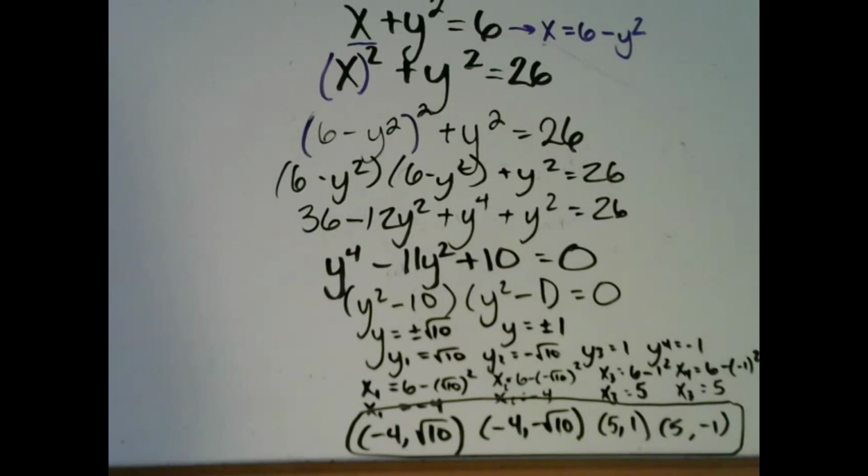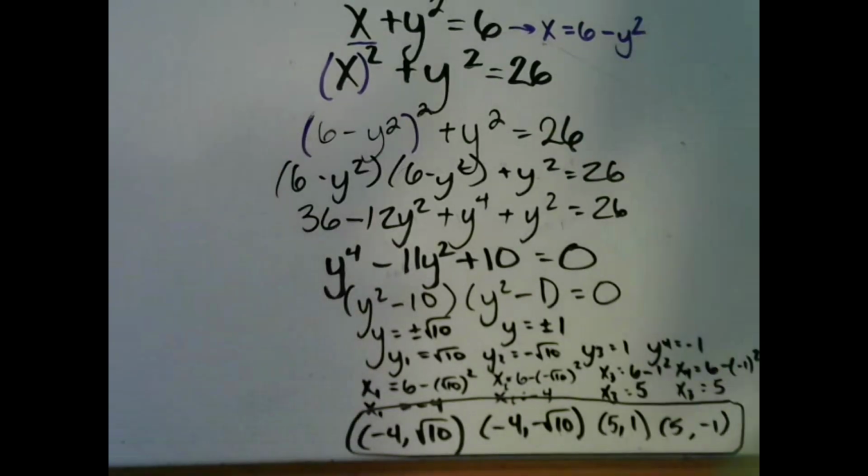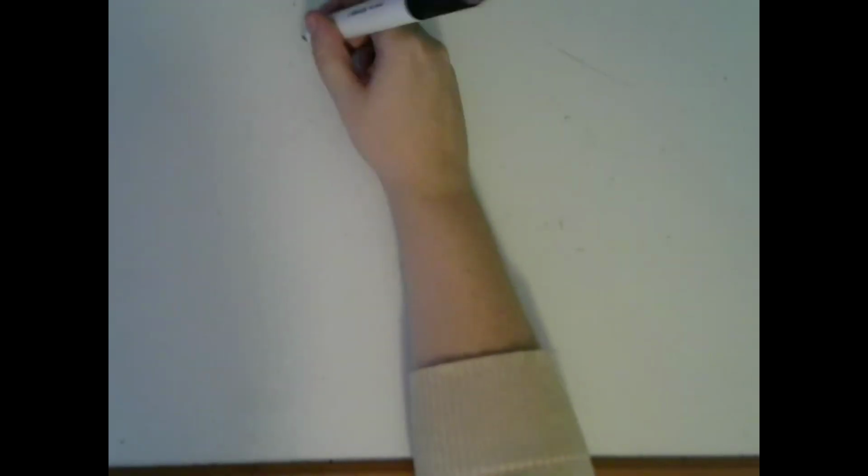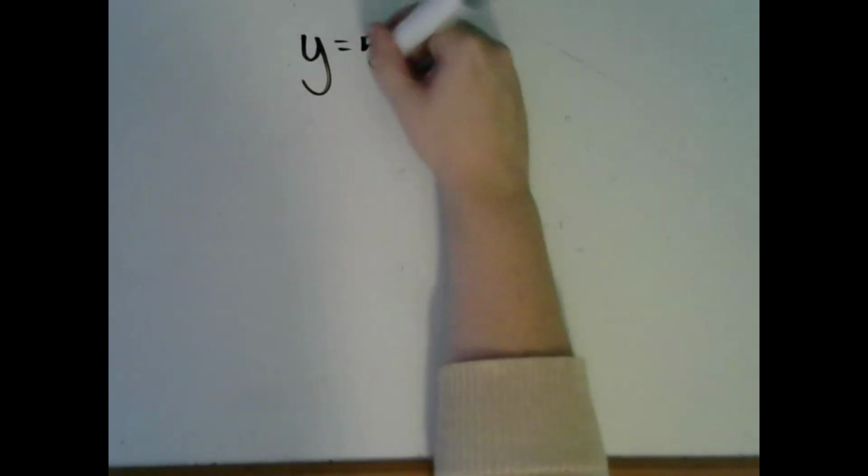For our next example, we're going to use the elimination method to find the solutions to a nonlinear system. The elimination method requires that all of your terms align. If they're not aligned, you have to align them. And then the goal is to get one of the variables to eliminate by adding the equations together.